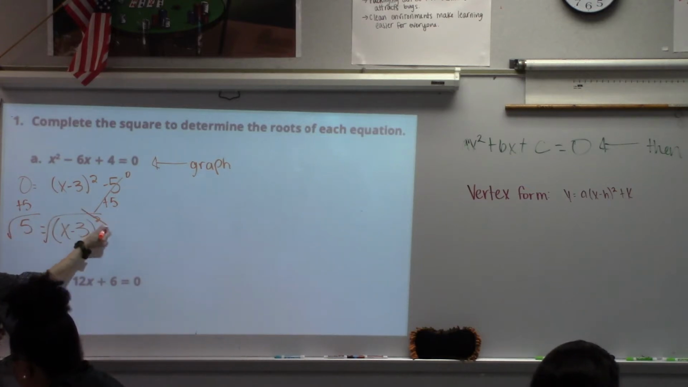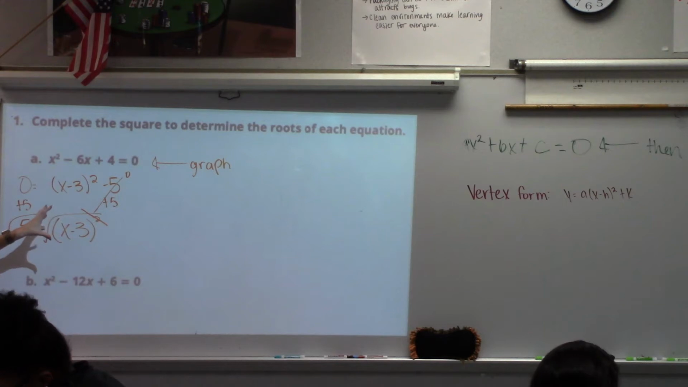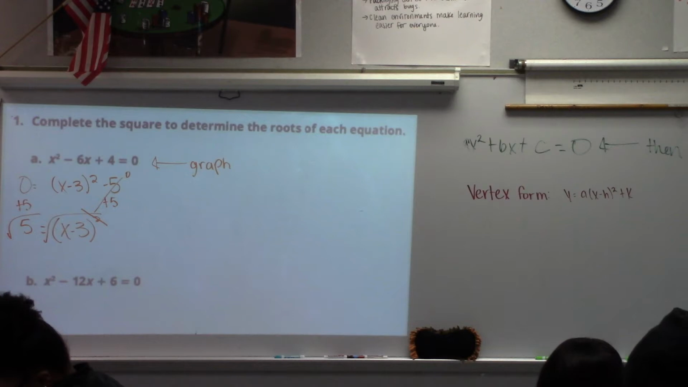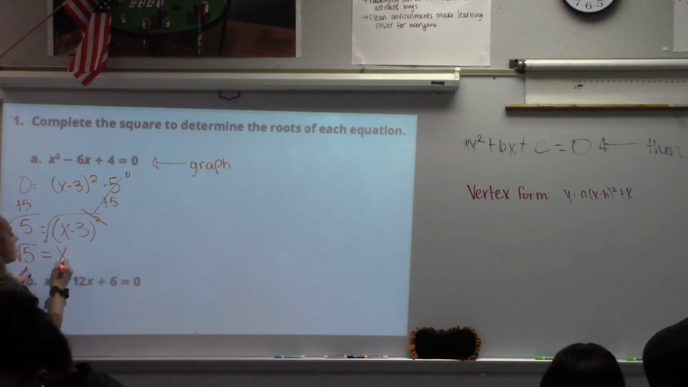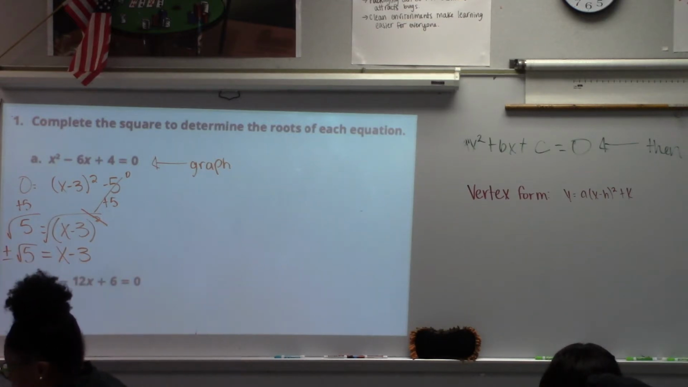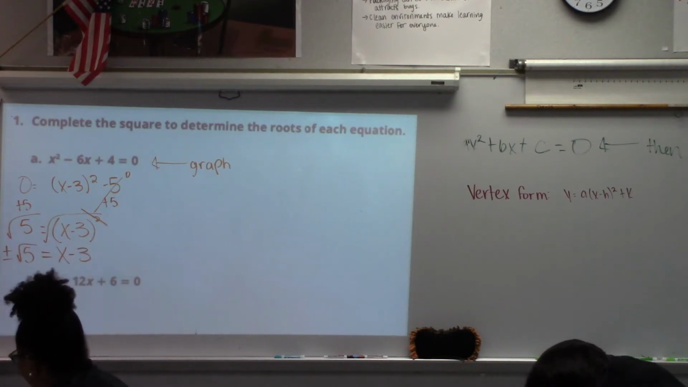Okay, so that will eliminate my quantity squared over there. But now over on this side, what's going to happen? I'm going to have two possible solutions because I'm taking the square root of something that's not a perfect square. Well, even if it was a perfect square, it would have two. So if this is where you guys are getting confused, we can write that plus and minus square root of 5 is equal to x minus 3. Okay? So all we've done over here is eliminated the square.